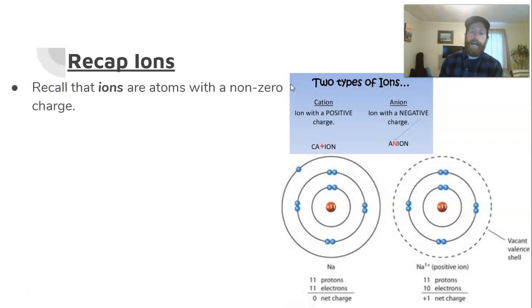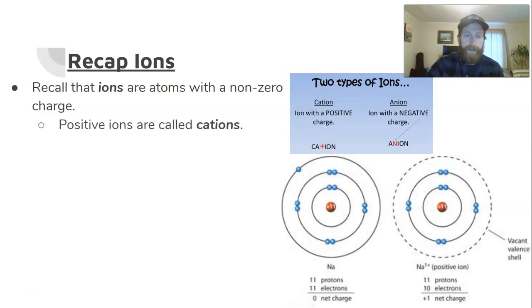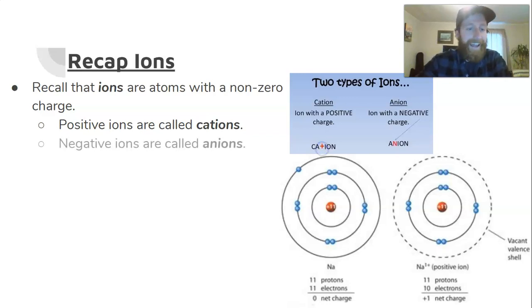Recall that ions are atoms with a non-zero charge. Positive ions are called cations. A helpful reminder is to think of the t in cation as a plus sign, or my personal favorite, remember cations are positive, like a cat in paws, and then anions are negative.